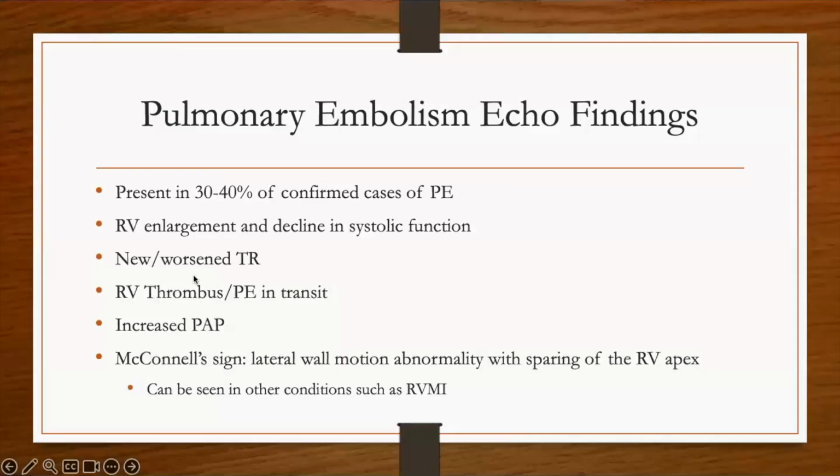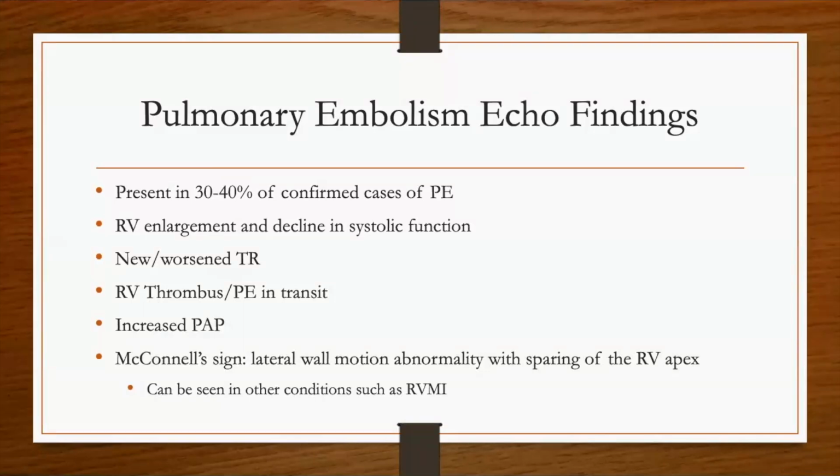About 30 to 40% of patients with confirmed PE can have findings on the echocardiogram. The findings can be anywhere from RV enlargement, decline in systolic function, and tricuspid regurgitation that could be new or worsening compared to their baseline. In some cases, you can even see thrombus in the right ventricle or PE in transit, which could be an indication for surgery in these patients. Or you can have increased pulmonary artery pressure.